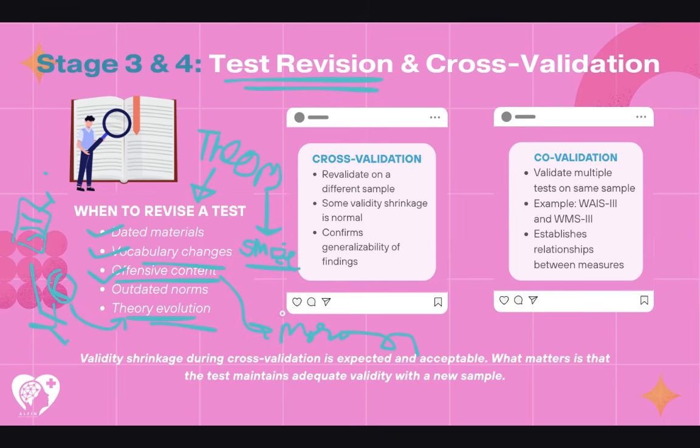Okay? And after, there is also cross-validation. So, cross-validation is revalidating it on a different sample. So it is expected that once a test has already undergone validation in the first phase, in the second phase, the validity index will shrink. That is what we call validity shrinkage, and it's normal. If this does not happen, you need to be wary of the results of your test.